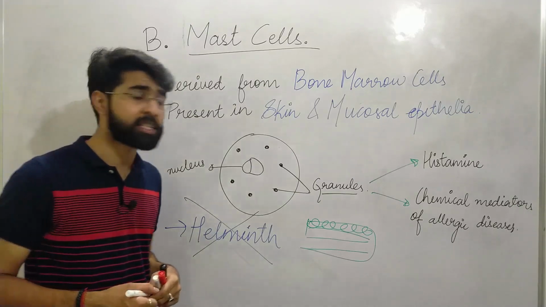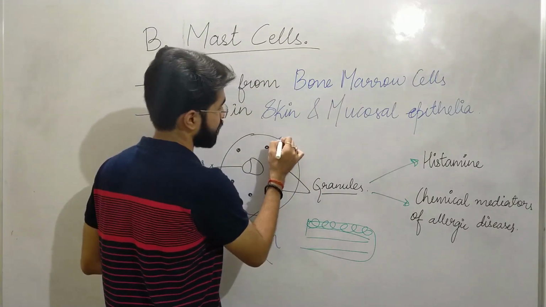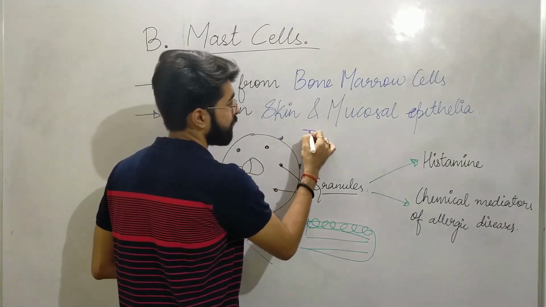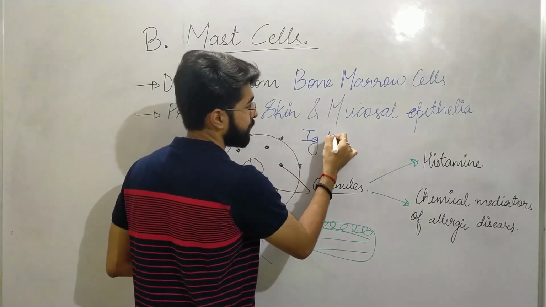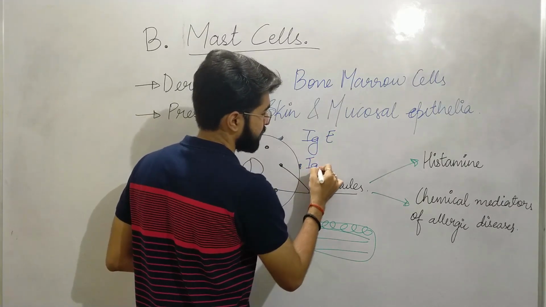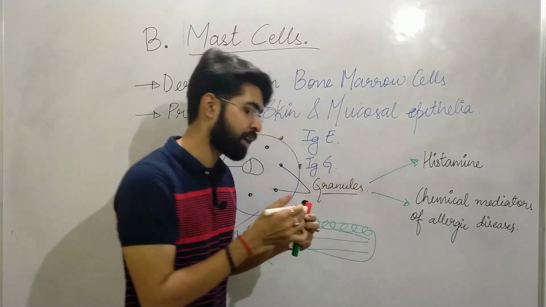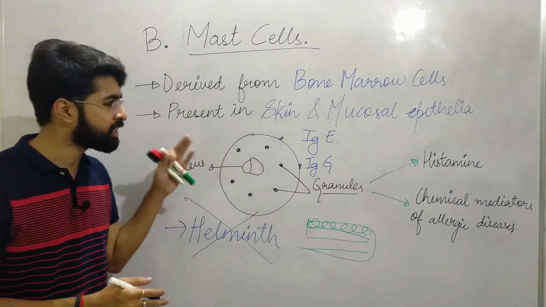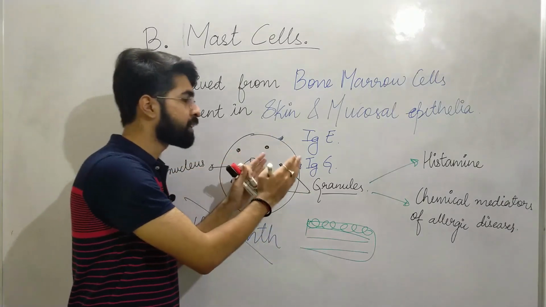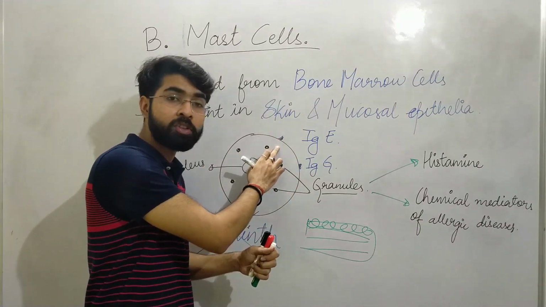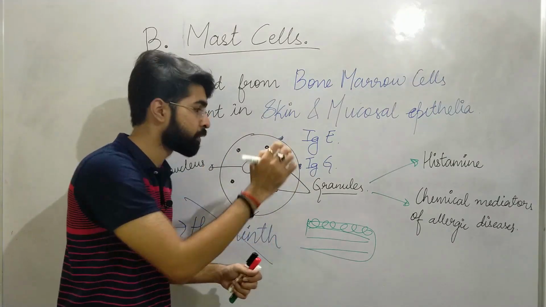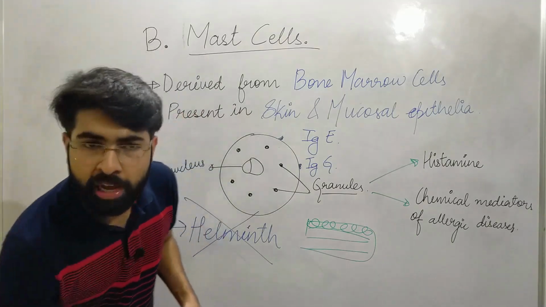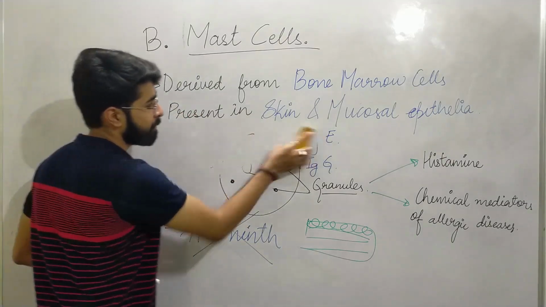These also express receptors on their surface. On their surface, these have receptors, and these receptors are for immunoglobulin E and immunoglobulin G. We'll be discussing immunoglobulins and their different types in detail in later videos, but for now we'll just note that on their surface they have receptors for immunoglobulin G and immunoglobulin E. Okay, so now they also help in mediating inflammation.